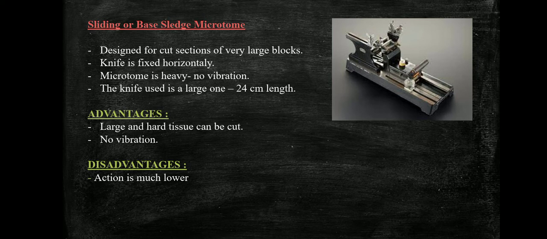Then sliding or base ledge microtome. Designed to cut sections of very large blocks. Knife is fixed horizontally. Microtome is heavy, no vibrations. The knife used is a large one, that is 24 cm in length.